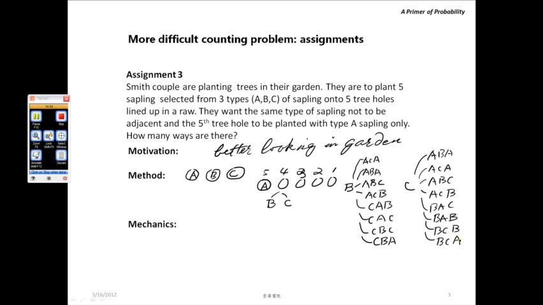So we can do the mechanics by simply counting the ways we just drew in the graph. For this one, it's 1, 2, 3, 4, 5, 6, 7, 8, so we got 8, and this one is also 8. Together they are 8 plus 8 equals 16 different ways. This answers the desired question. More thoughts?